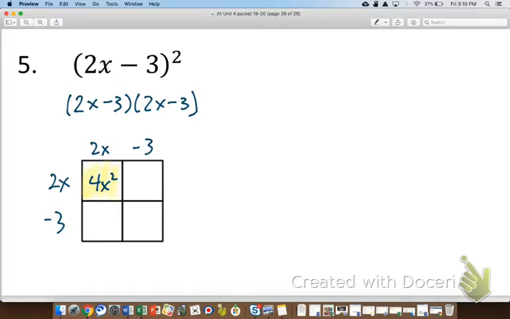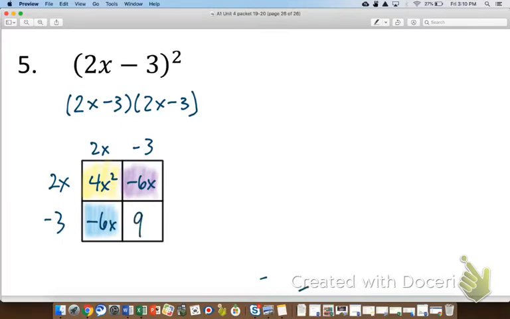Trevor, what do you think about the purple box? Negative 6x. That's right. Ella, what do you think about the blue box? Negative 6x. That's right. And then anybody? How about the final box, the white one? 9. Plus 9. Okay, so just 9.